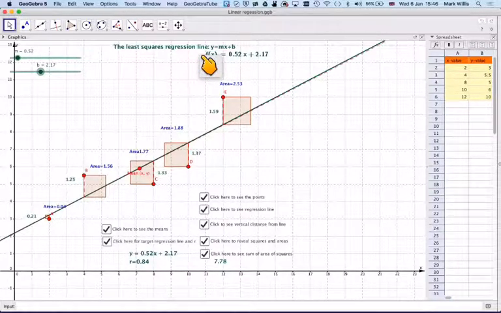y is equal to mx plus b. Below this video is the applet for you to try and play for yourselves.